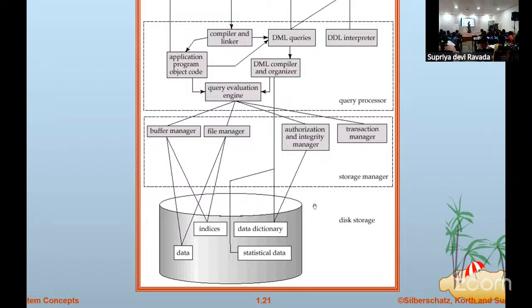Transaction details and also concurrent access details, parallel access, parallel transaction. Is it clear? Yes or no? So in storage manager, again we are having 4 types. What are they? Buffer manager, file manager, authorization and integrity manager, transaction manager. What is buffer manager?